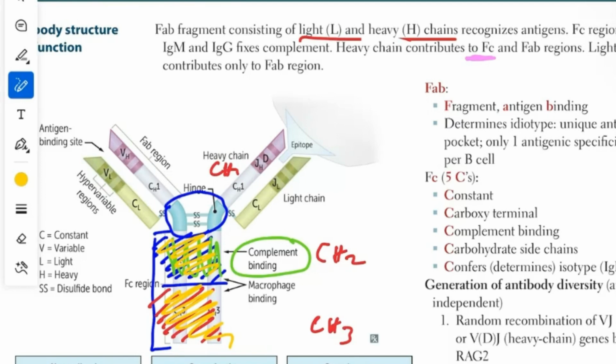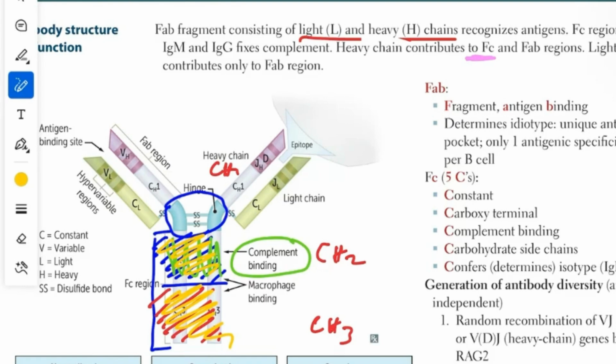That's extremely important because you could get a question outlining the structure and asking which part of the immunoglobulin structure activates complement, and which part binds to white blood cells. There's a difference between the part that binds to complement and the part that binds to white blood cells. So that's very important.